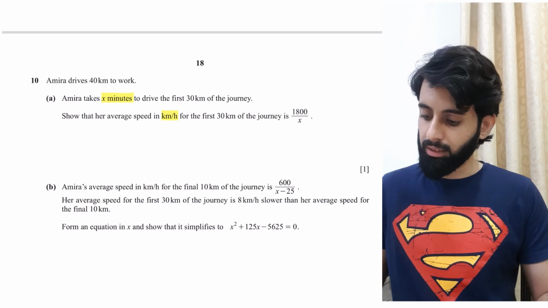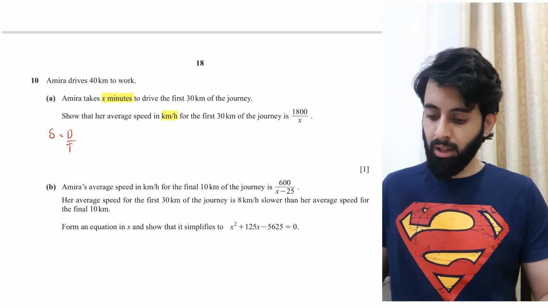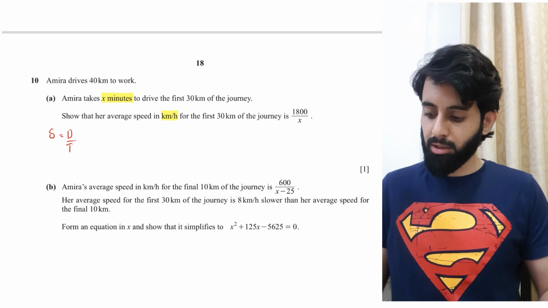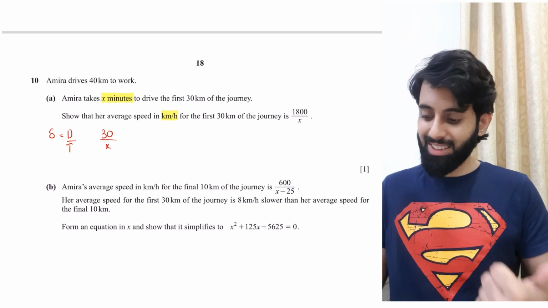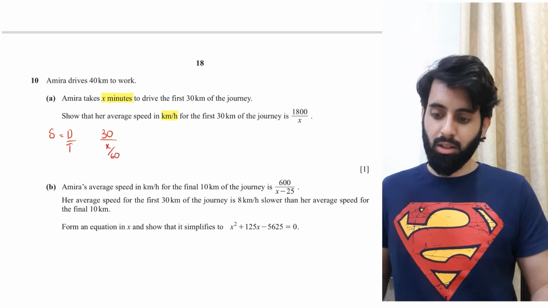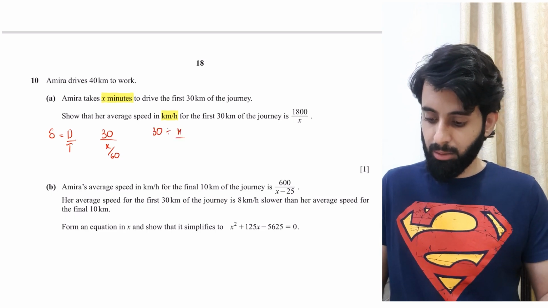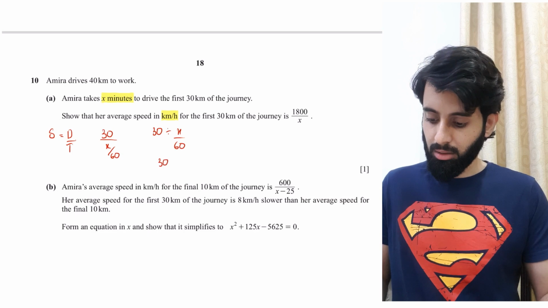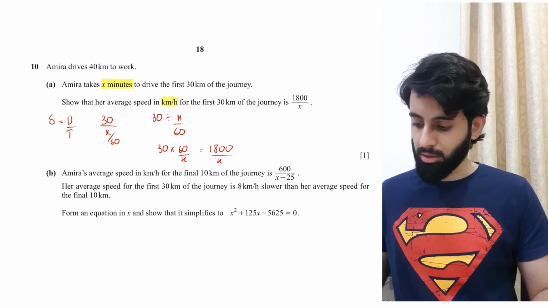As we know, speed is equal to distance upon time. For the first 30 kilometers, the distance is 30. The time is X, but since X is in minutes, we have to convert this into hours by dividing it by 60. So this turns into 30 divided by X upon 60, which turns into 30 times 60 over X, which is 1800 over X, exactly what the question wanted us to show.